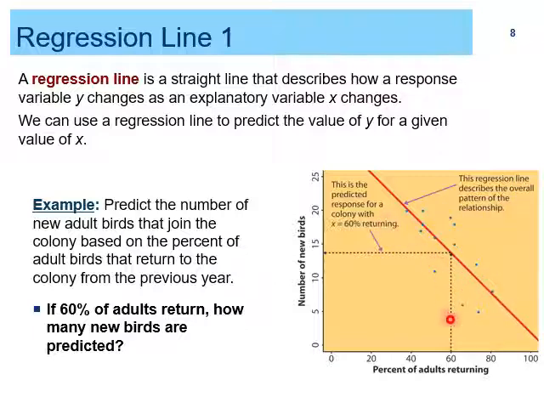And if we want to know about 60% of adults returning, we will go from here to 60% on this line and we will predict it as 14. Similarly, if you want to get it for 40%, you have to select from this point to here, and that would be approximately above 20.